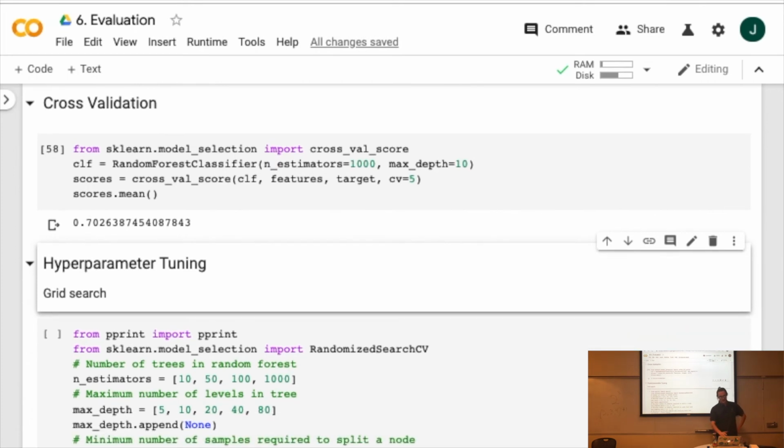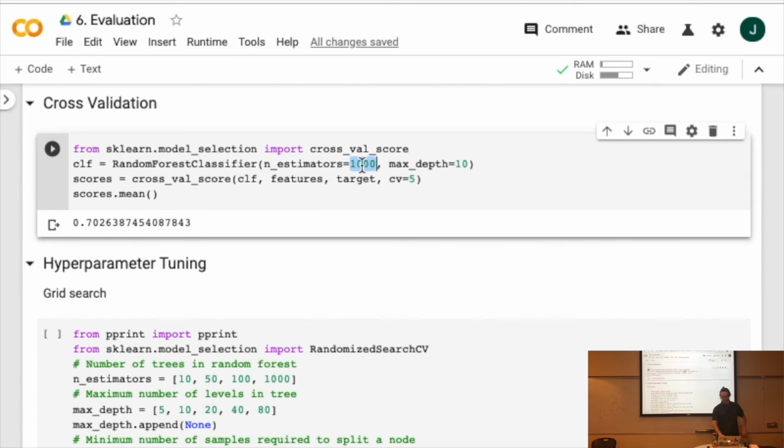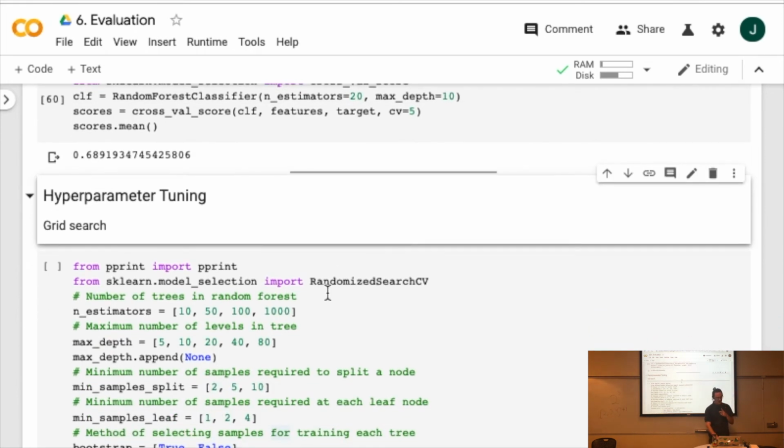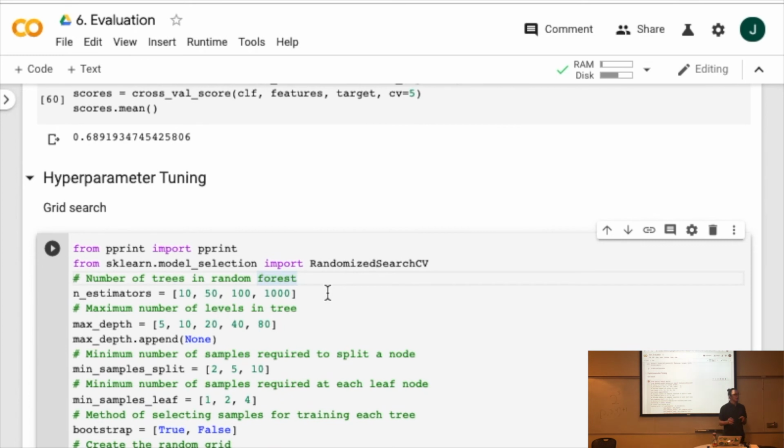And you don't want to manually spend days asking, what if it's 10 estimators? What if it's 20 estimators? You want the computer to do that, right? You would think the computer should do that. So the computer can do that, and it's in something called grid search.